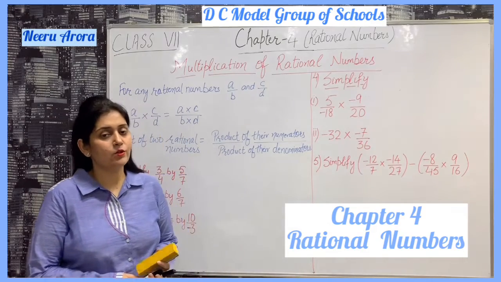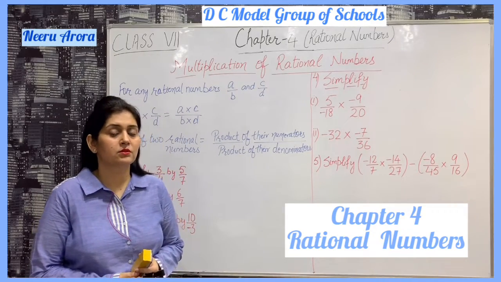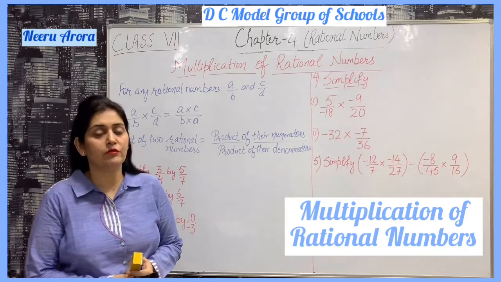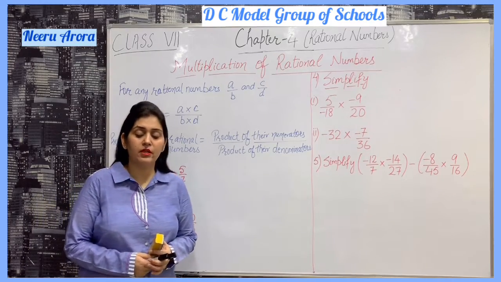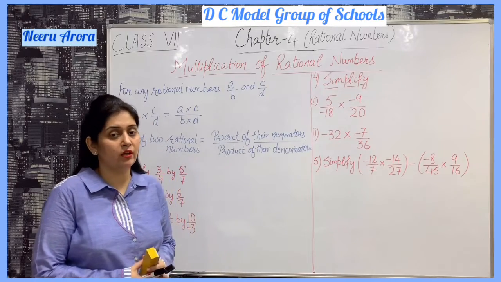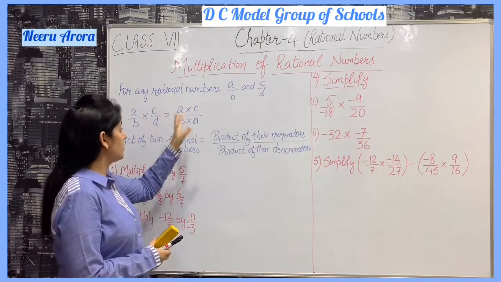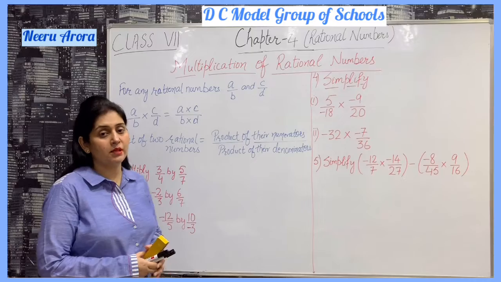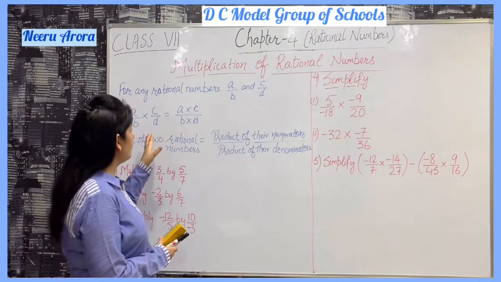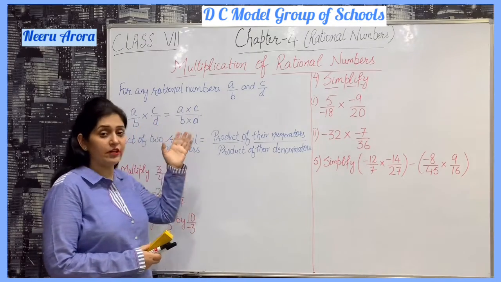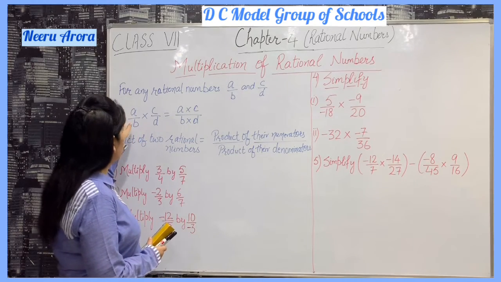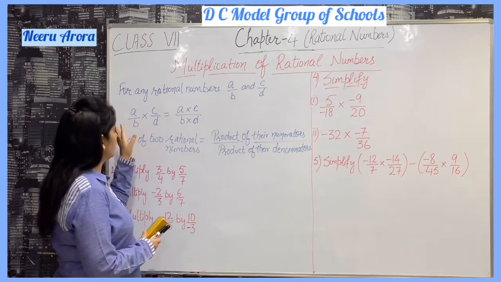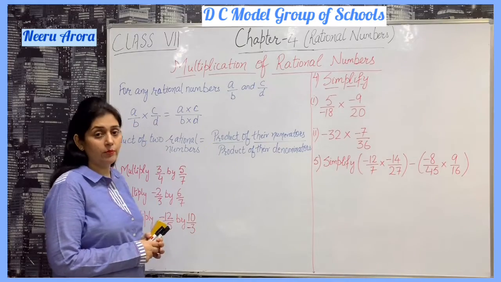Students, let's continue chapter 4, rational numbers. Today's topic is multiplication of rational numbers. As we have done multiplication of fractions in the previous chapter, where numerator is multiplied by numerator and denominator by denominator, in the same way, in the multiplication of rational numbers, we will find the product of their numerators and the product of their denominators.